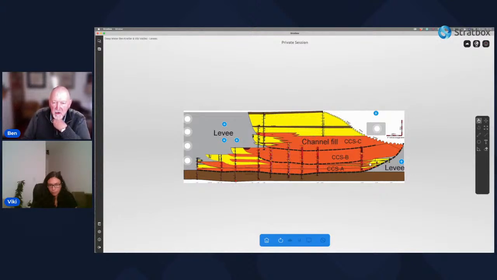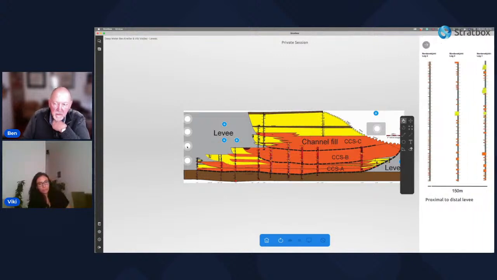It's made up of channel complexes. There's three stacked on top of one another here, and these are the erosion surfaces bounding the lower surfaces of those channel complexes. In the upper one, you can see the overall fining upward succession. The lower ones have largely been eroded away. But one thing that's different about this is that the system has migrated substantially to the right.